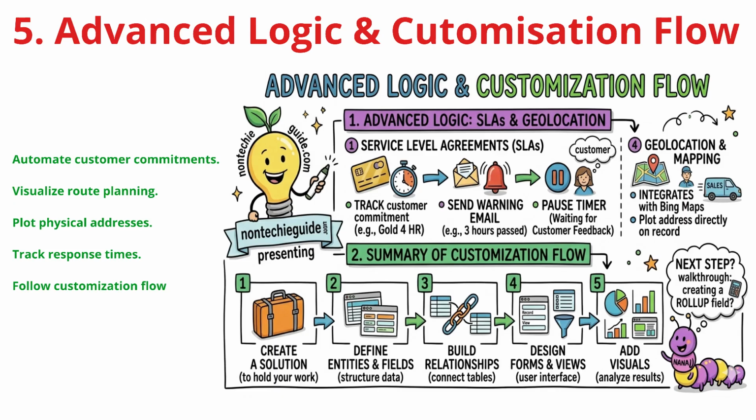Next, we look at geolocation and mapping. By enabling this, Dynamics 365 integrates directly with Bing Maps to take a physical address and plot it directly onto the record form. This is incredibly useful for field service teams or sales reps planning their daily routes. Finally, review our simple customization flow summary path, which takes you from creating a solution to adding final visuals, ensuring you follow the correct path to effectively customize your system.